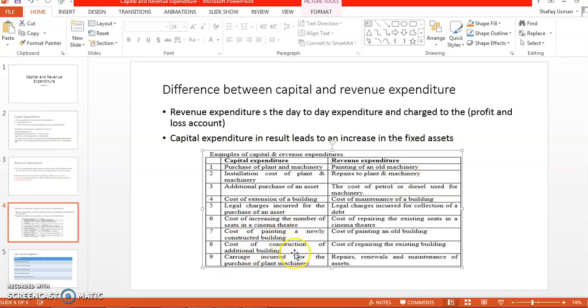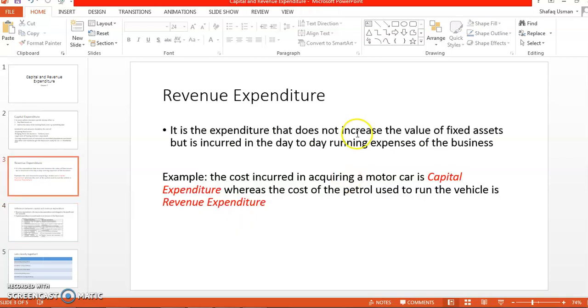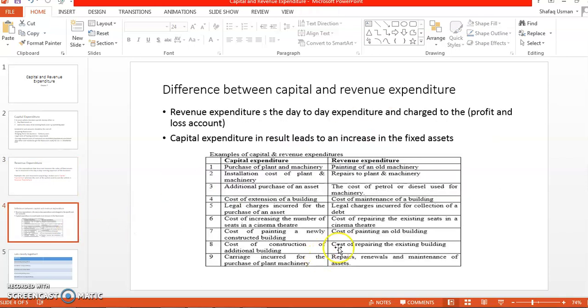Then cost of increasing the number of seats in a cinema theater. So if a cinema previously held 100 seats, now there are 250. Increase in the number of seats means capital expenditure. Okay. Cost of painting and cost of repairing the existing seats in the cinema theater. So the existing seats you have, you're just maintaining them. You know, the broken ones, just fix them up. That comes under revenue expenditure.